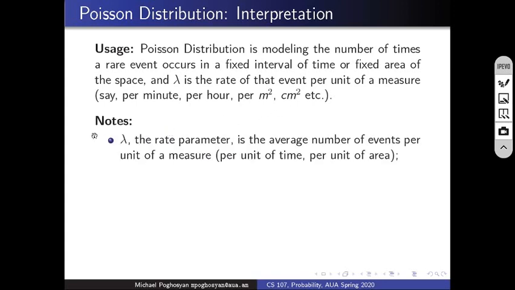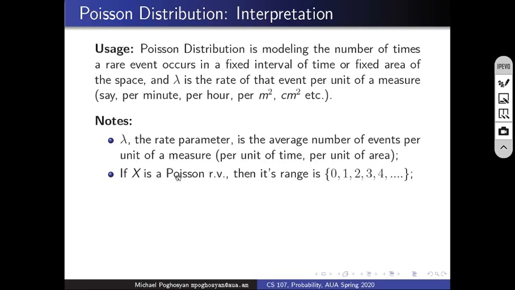So some notes. Lambda, the rate parameter, is the average number of rare events per unit of measure, per unit of time or per unit of area. Say the average number of events per hour, or the average number of events per minute, or average number of events per meter square, etc. So lambda is the average number of events. Later, when we talk about the expected value or the mean value of a random variable, we will go back to this again.